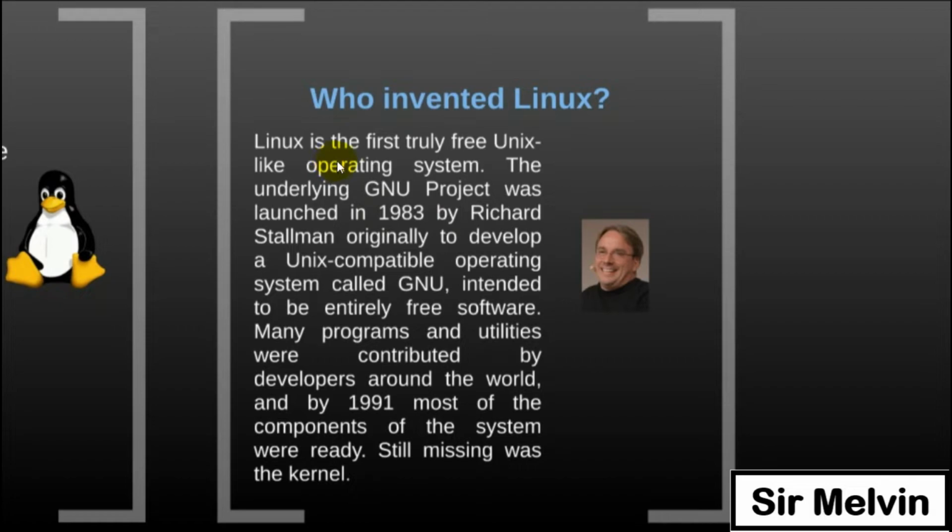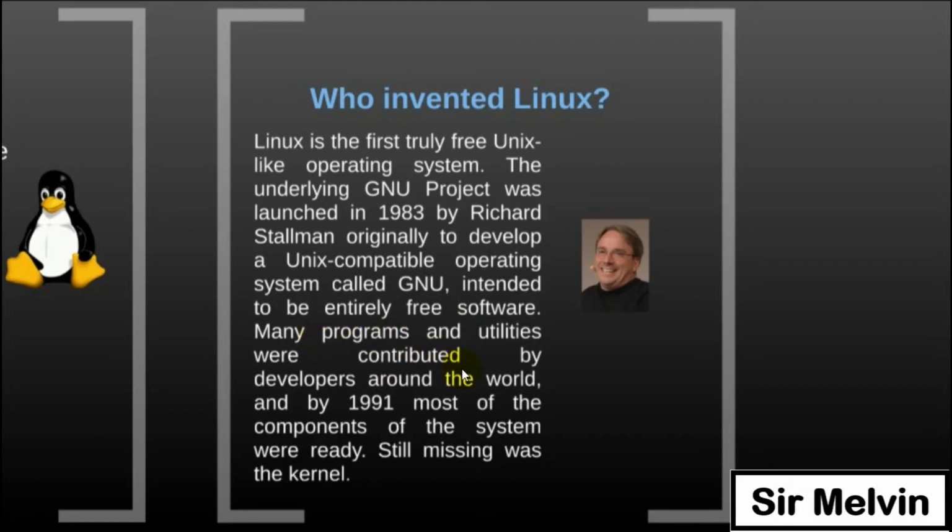So, Linux is the first truly free Unix-like OS. The underlying GNU project was launched in 1983 by Richard Stallman, who originally developed a Unix-compatible OS called GNU. Okay? It was intended to be entirely free software. So, the OS is free in terms of Linux. It is downloadable online with a free subscription.